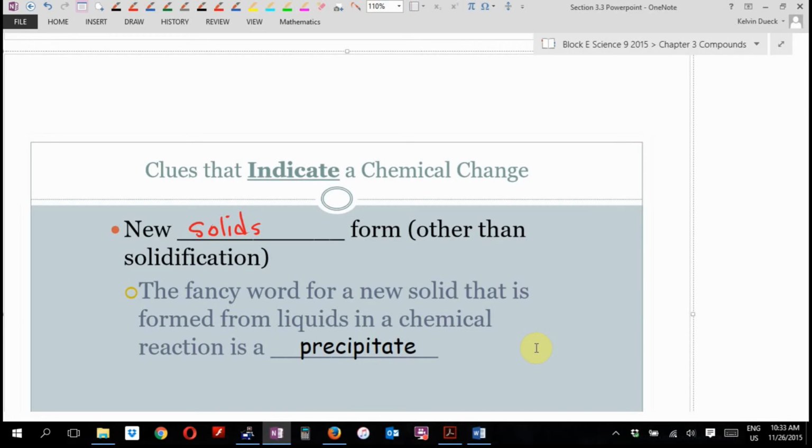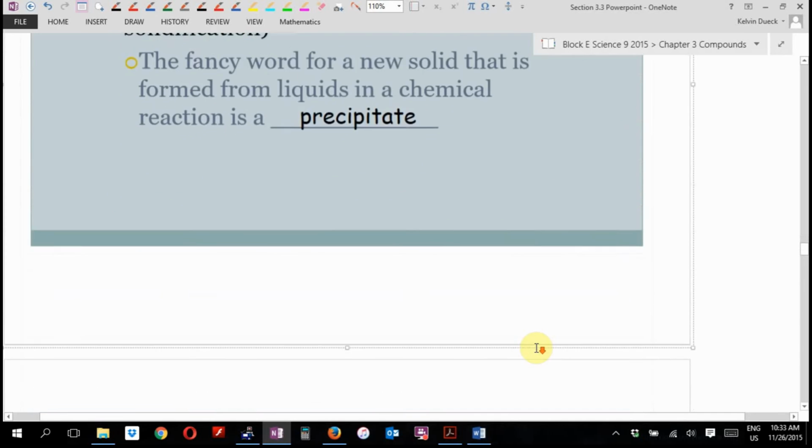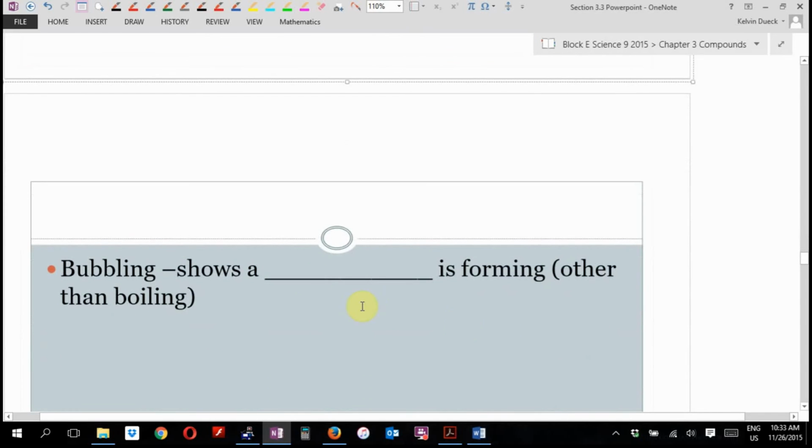What else can indicate a chemical change? So new solids forming, because that means something new is being produced. Bubbling. What this shows is a gas is forming other than boiling. So if you're not boiling something, you want a good example? Alka-Seltzer tablets, when you drop them in water, bubbling is occurring. There's a chemical reaction going on there. Or like dry ice, and you put it in, it bubbles. I gotta be fussy. Dry ice is actually going from a solid to a gas.